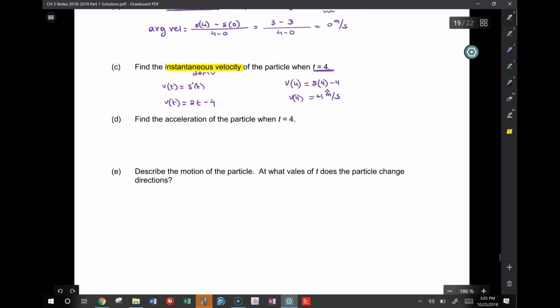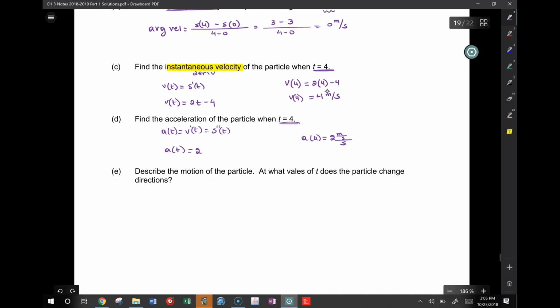Okay, the acceleration is v prime of t, which by the way is the same as s double prime of t. So a of t, what's the derivative of the velocity here? How much? Is it 0? 2. When t equals 4, what is it? 2. When t equals 7, what is it? 2. So a of 4 is 2 meters per second per second.